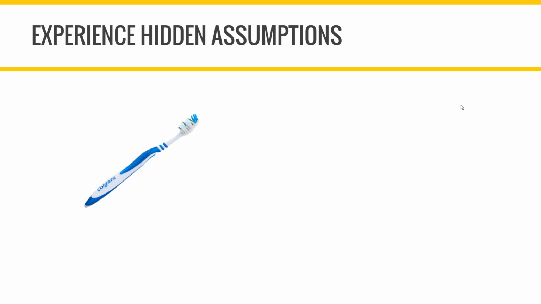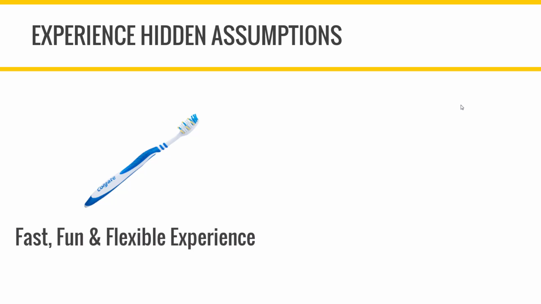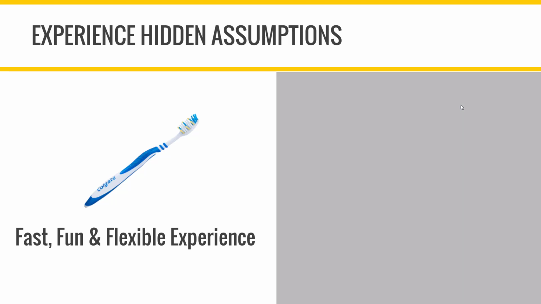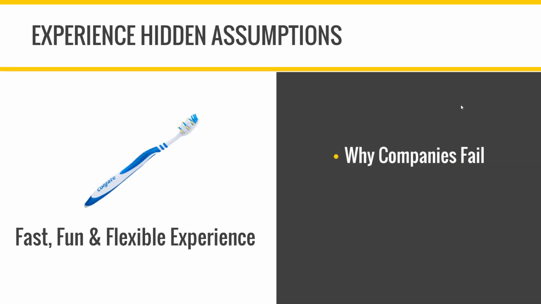So you'll show that to your students, and then you get to reflect on the hidden assumptions that they made and many other toothbrush manufacturers have made over the years. So we like this exercise because it's fast, it's fun, it's engaging, and it's a very flexible experience. You can use it to introduce all sorts of different topics. So, for example, if you want to talk about why most companies fail, you can talk about how easy it is to make hidden assumptions about products that customers don't want or don't need or work incorrectly.